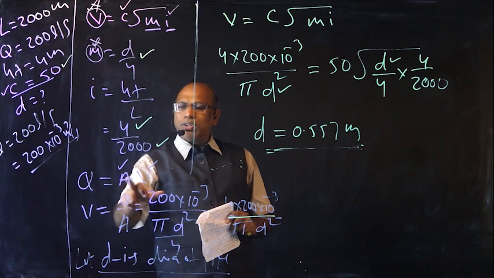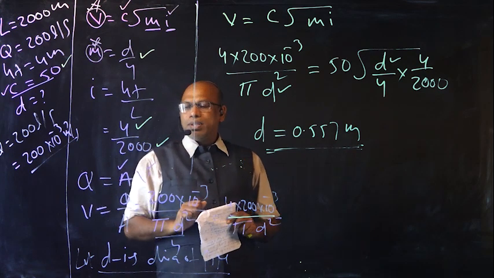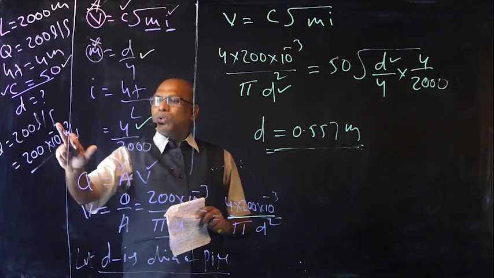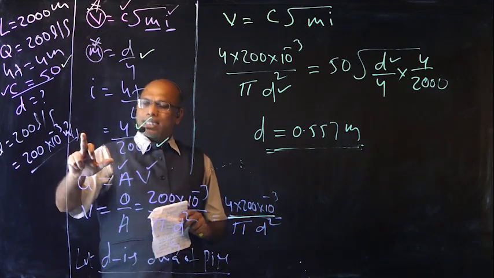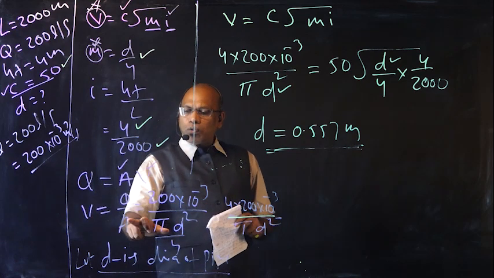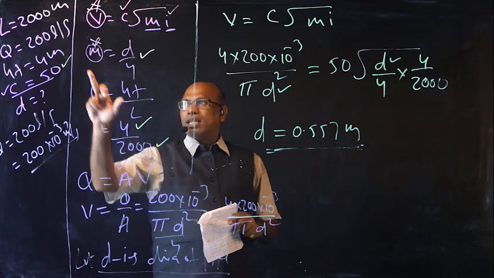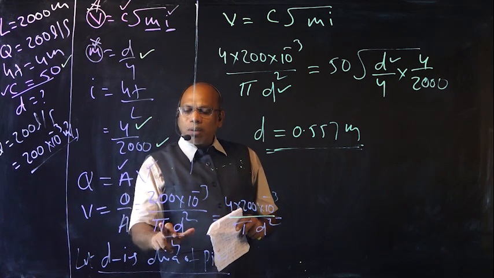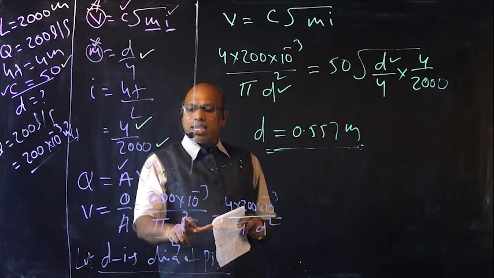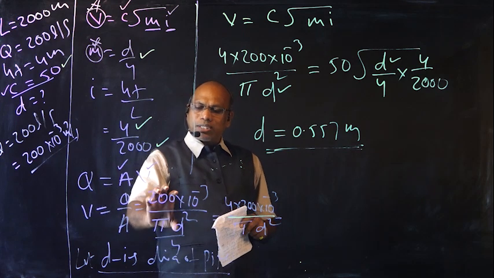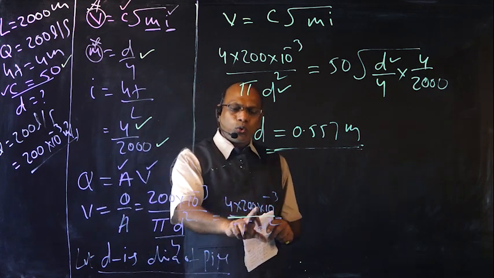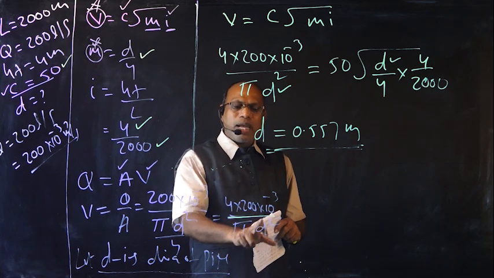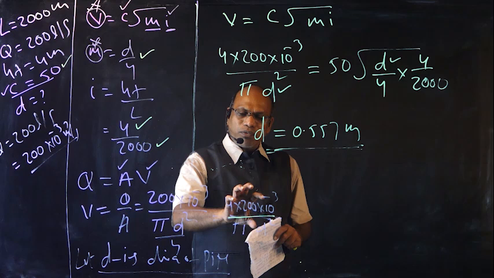Discharge Q is equal to AV, that is the standard formula. Then V is equal to Q by A. Q is equal to 200 into 10 power minus 3 meter cube per second, that is the discharge. Also, the area is not given here directly. For the determination of area, the formula is pi d square by 4, where d is the diameter of the pipe. From this equation we have 4 into 200 into 10 power minus 3 divided by pi d square. Now this is the value of V.